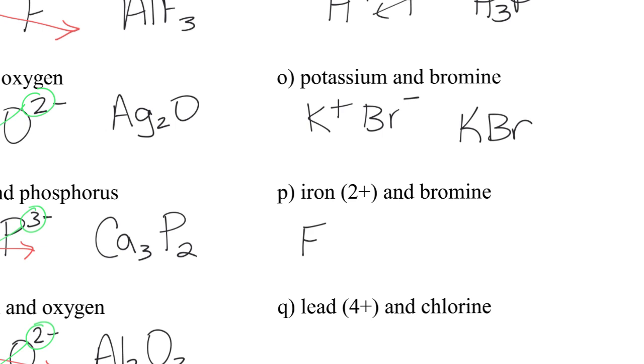Now, iron, I'm giving you the charge on it. Remember, iron has a couple of different charges. So we're going to use the 2 plus one, and then the bromine, because I gave it to you in the problem there. So it's going to be FeBr2.